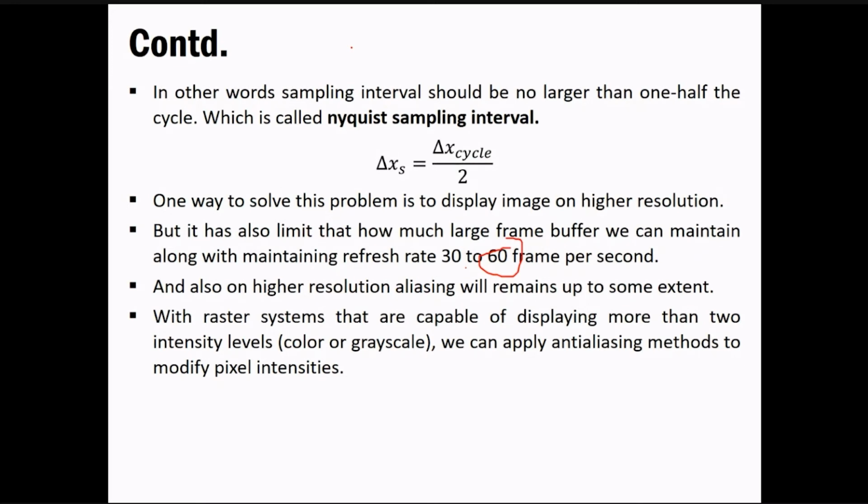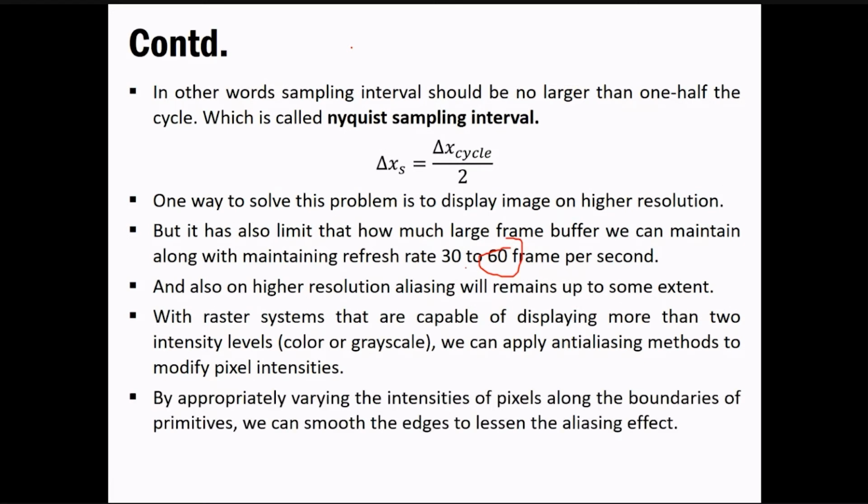Okay, so based on that concept only, we are going to see the different methods that we have in computer graphics. So what it says is, by appropriately varying the intensities of pixels along the boundaries of the primitives, we can smooth the edges to lessen the aliasing effect. The things that are very sharp, or the things that are giving you the pixelated look, we will try to blur or remove out of the image so that we can get a complete good looking result.